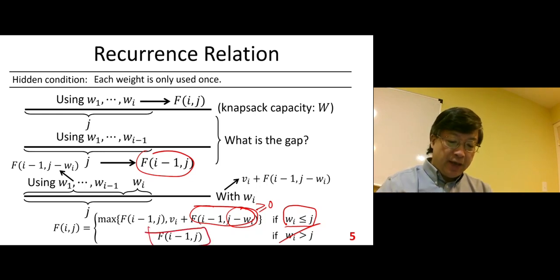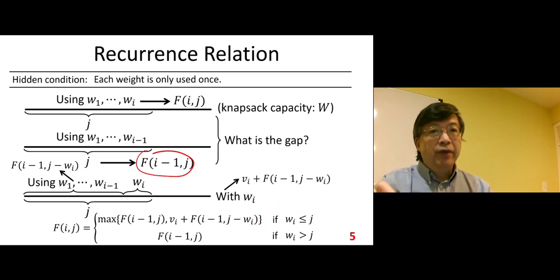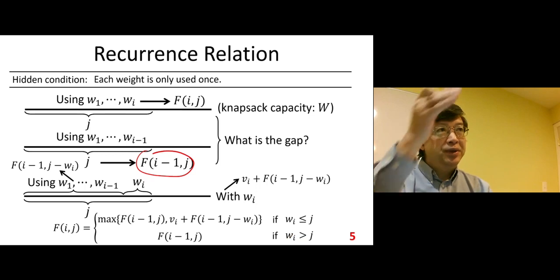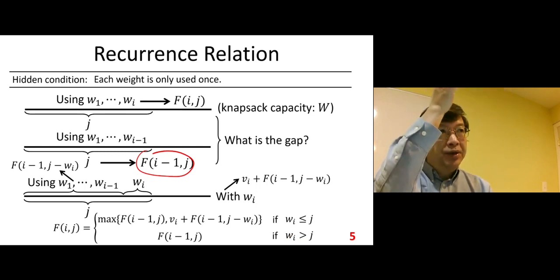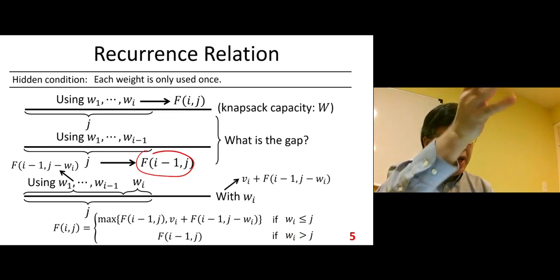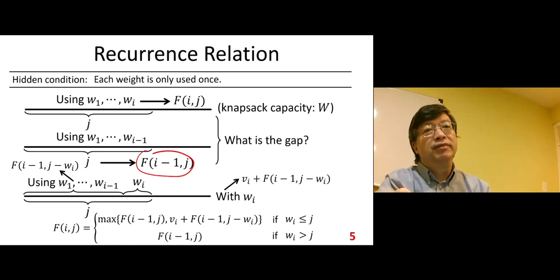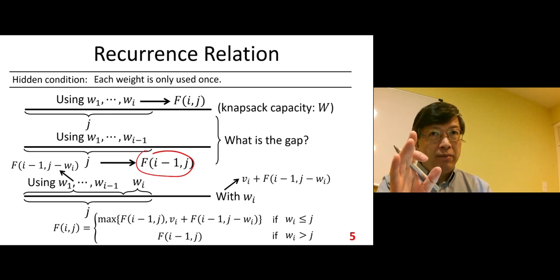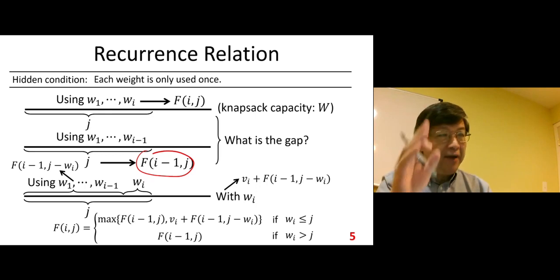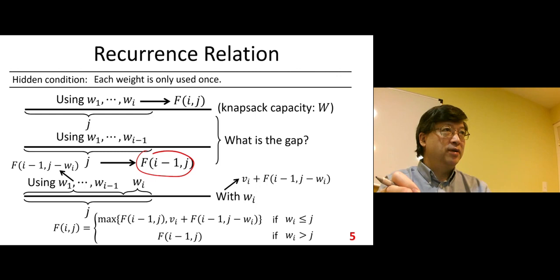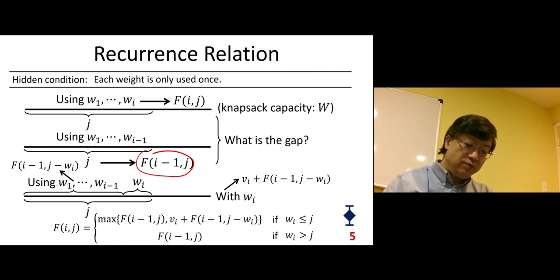So now after we have the recurrence relation, the next question is how to implement it, how to use it to organize our data to solve the problem. That will be our part 8.5, the last part of this class. So we finish this part.